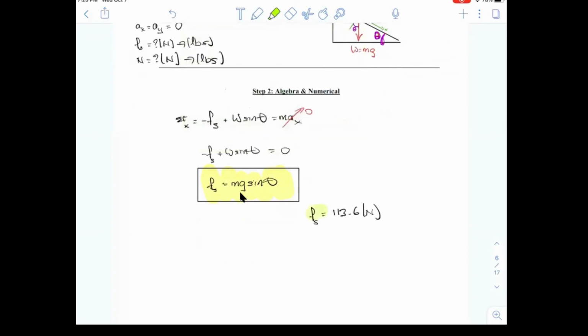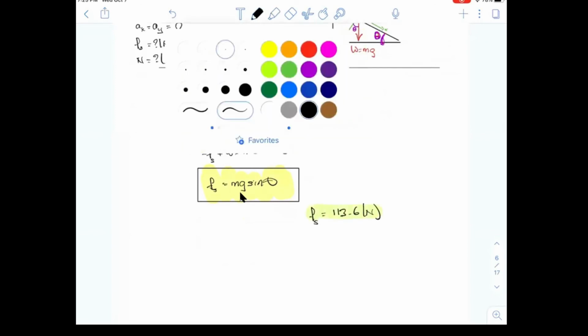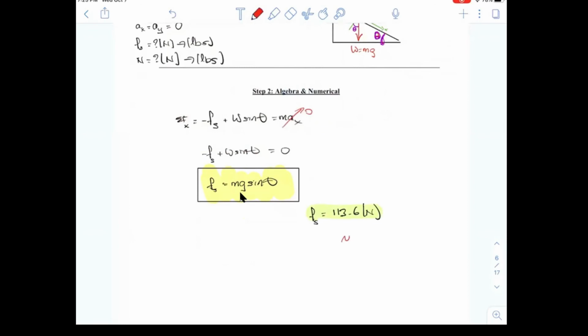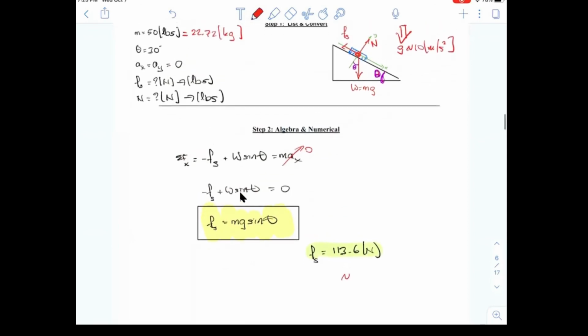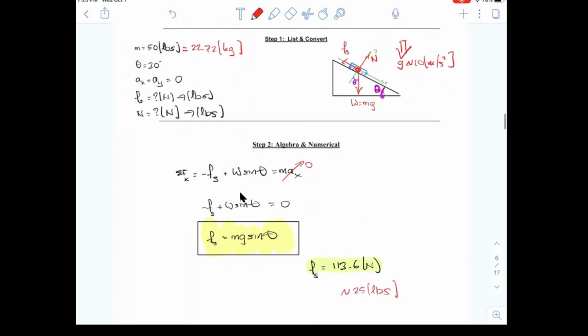So what is this in terms of pounds? Roughly 25 pounds. Give yourself 5 points. Okay, good. So let me think about it. It's 50 pounds of weight, so the static frictional force is going to be 25. Okay, it's reasonable. So we took care of one of them.